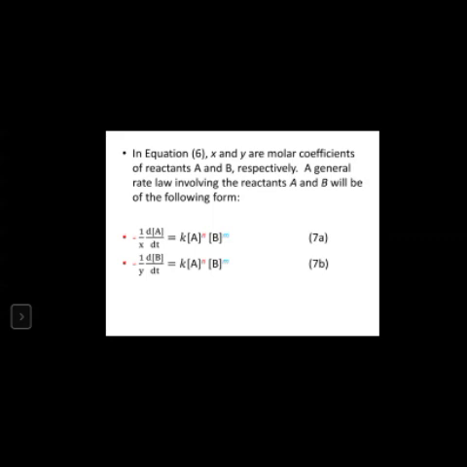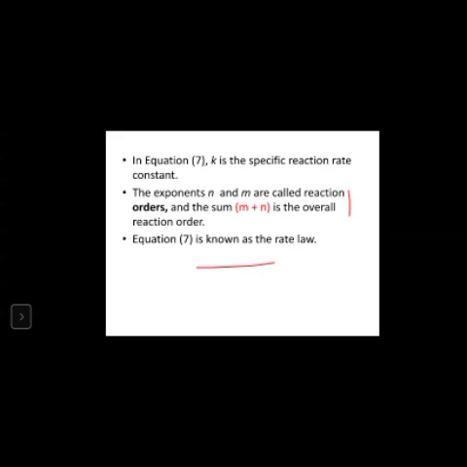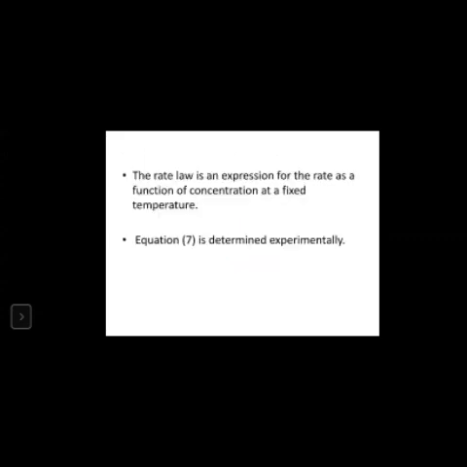And so the rate law is a short form. It's just a short way of describing what is going on in that particular reaction. If you look at this, I have told you in equation 7, the sum of M plus N is what we call the overall order of the reaction. And equation 7A or 7B is what we call the rate equation, rate expression, or the rate law.